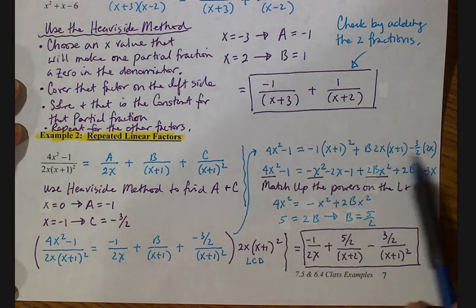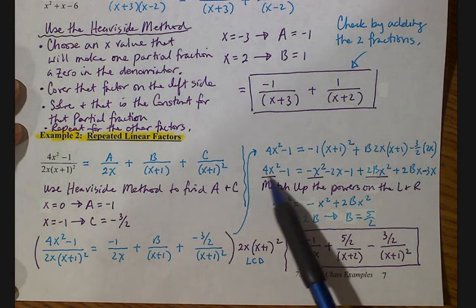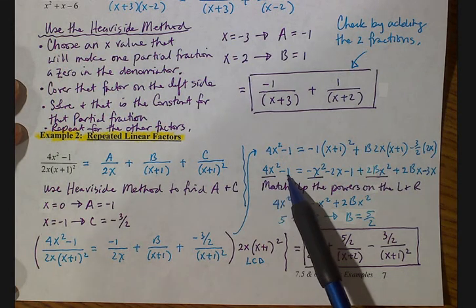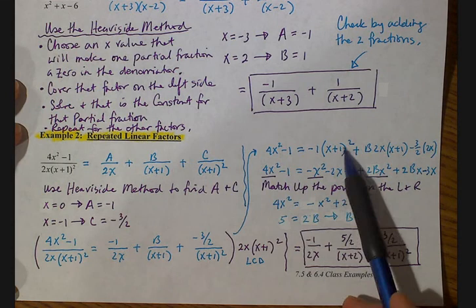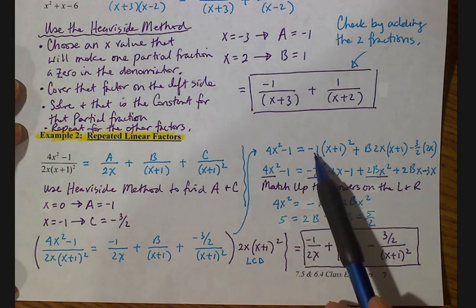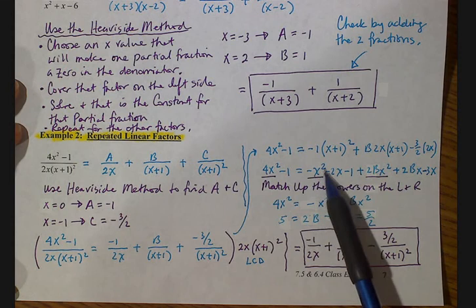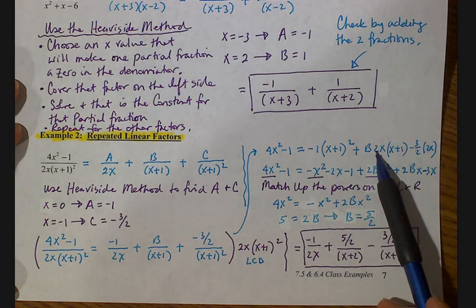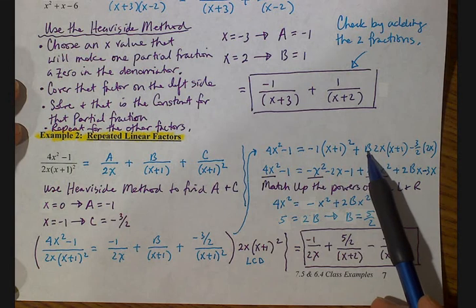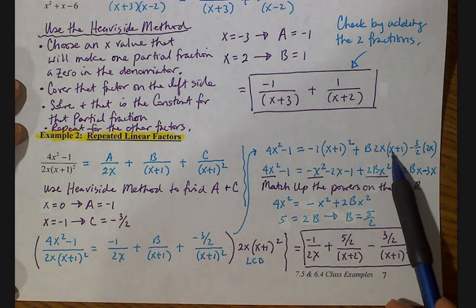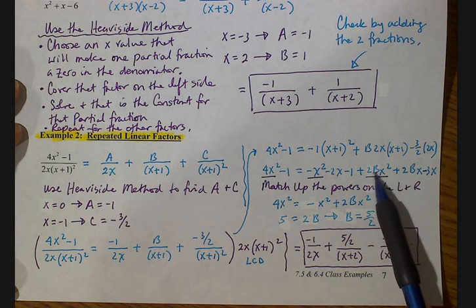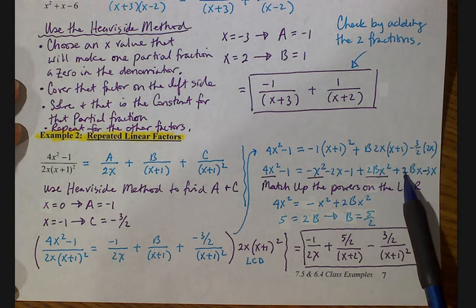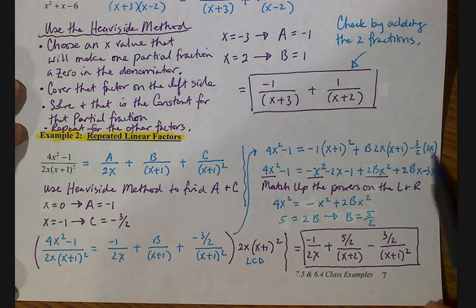Okay, next I'm going to just FOIL everything out on the right-hand side. Okay, so the left side just stays 4x squared minus 1 equals, I FOIL this out and negate everything. So that gives me negative x squared minus 2x minus 1. And then to distribute this, 2bx times x plus 1, so that's 2bx squared plus 2bx, and then multiply these two together, and that gives me a negative 3x.